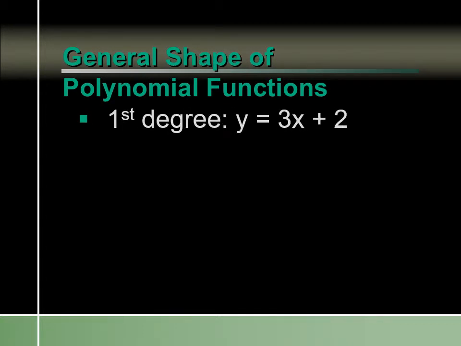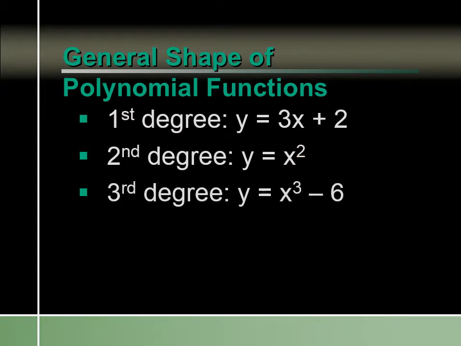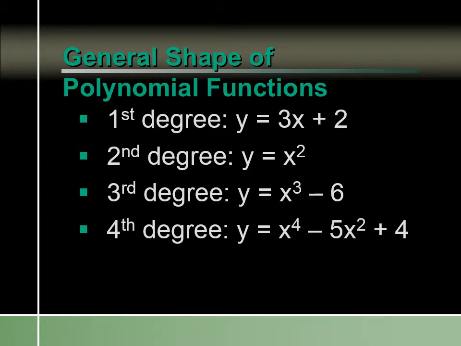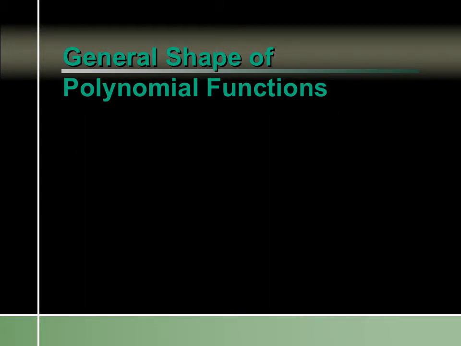Well, there are different degrees of polynomial functions. The first degree is when your degree is 1. So if you're looking at your highest term, this x has the invisible 1 on it, right? So it has a degree of 1. A second degree is going to have x squared, so 2. Third degree will have x cubed. Fourth degree would have x to the fourth, and so on.